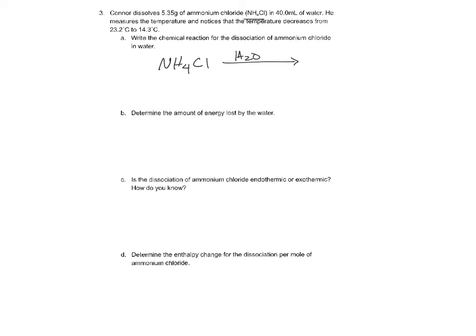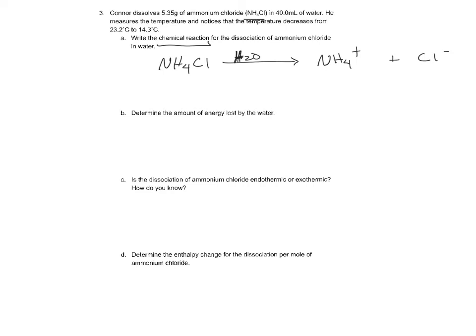It's not technically reacting with it, but when something dissociates, it splits into its ions. So ammonium chloride has ammonium ions and chloride ions. Right now we're just writing the chemical reaction. If we were to write the thermochemical reaction, we would have to put the delta H in, but we'll do that after we figure out what the delta H is.